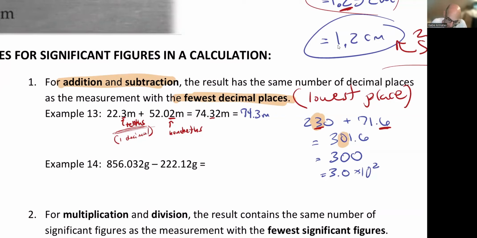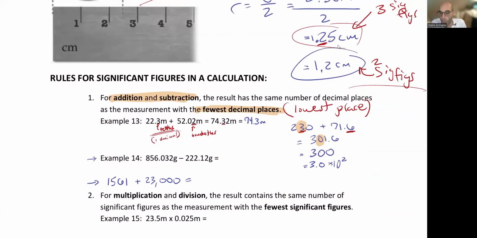Okay, so I'm going to give you another example to do besides this one. The other example I want you to do is please round, and I'll get it right this time, 561 plus 2300. So add those two together. What do you get for a total? Okay, all right, perfect. So that's adding and subtracting. We're always going to limit it to the least number of decimal places, or the lowest place technically, but we always have decimals. So that's why I always say the least decimal places. Okay, so that's rule 1.